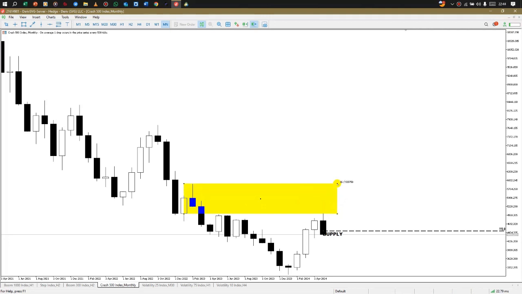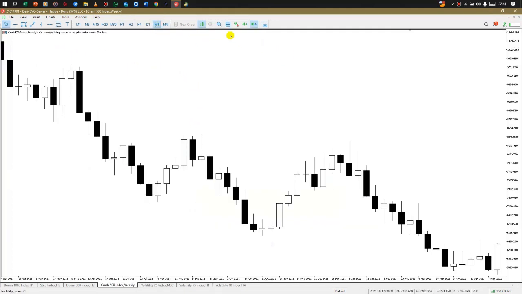Oh, good. So as you can see, the price is rejecting from this rally based drop supply zone here, this monthly supply zone. The price is rejecting from this monthly rally based drop here. As you can see, it's dropping and it's about to engulf this bullish candle on the monthly time frame. Okay, let us check the weekly time frame.